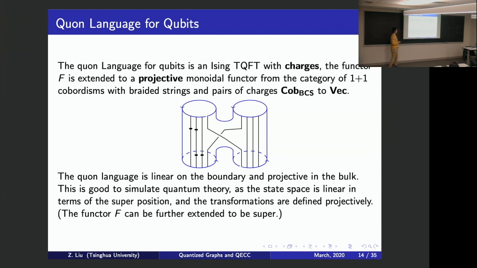And here we have additional data. Not only the surface, but we also have additional strings, also considered as line defects in general theory. We have strings on the surface, and the strings can be braided. So you can consider that as a 2D projection on the surface or 3D pictures in the bulk. And it has additional charges on the strings, like dots.